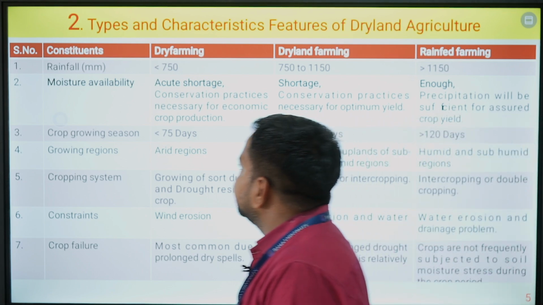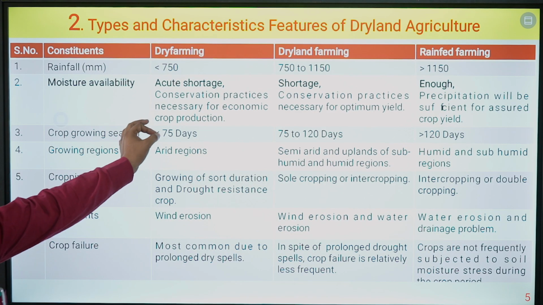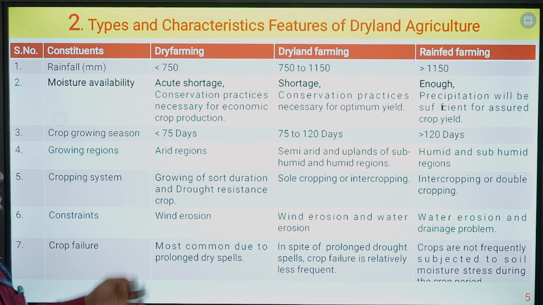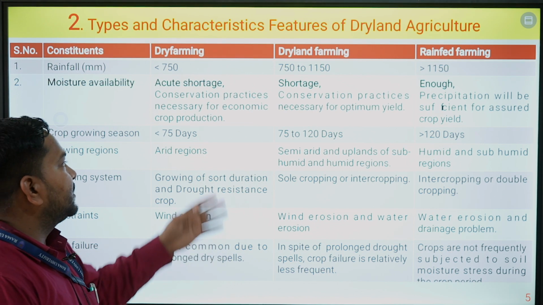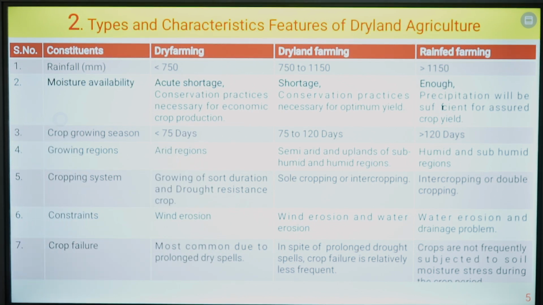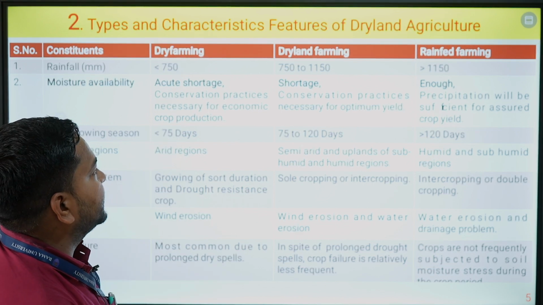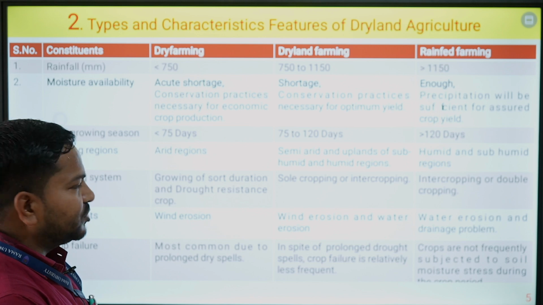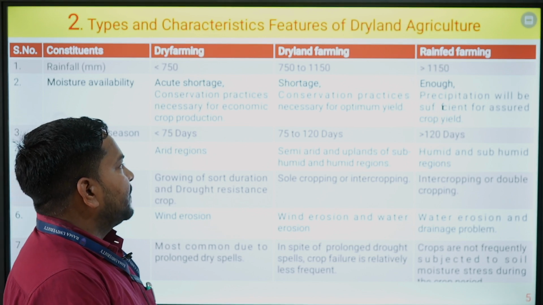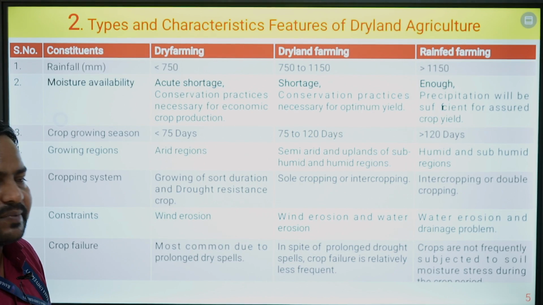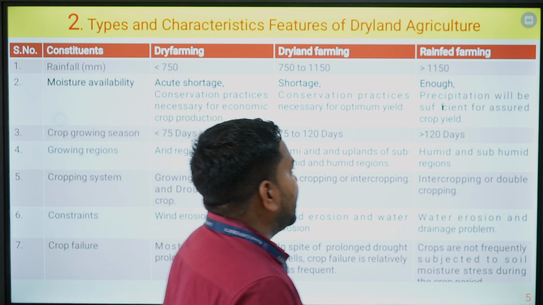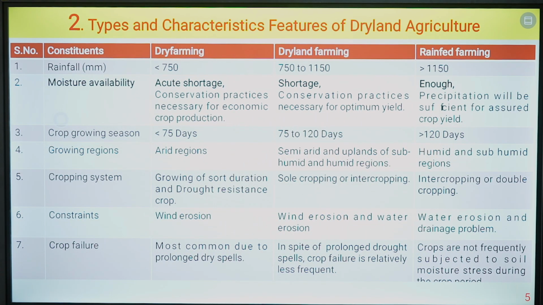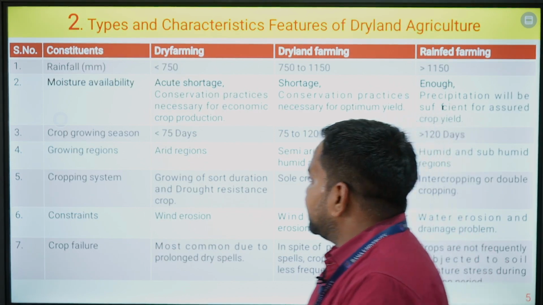What is the moisture availability? In dry farming, there is a severe shortage of moisture, so conservation practices are necessary for economic crop production. Without that, it is impossible to grow any crops in dry farming areas. In dryland farming, moisture is limited, but this area also needs conservation practices like in situ or ex situ to get optimum crop production. The rainfed area receives more rainfall, so the precipitation is sufficient to assure crop yields.